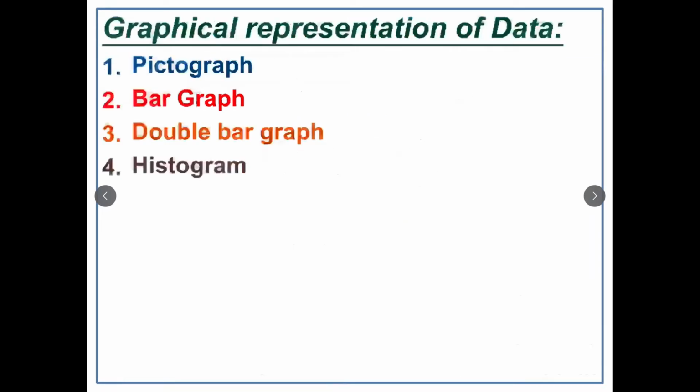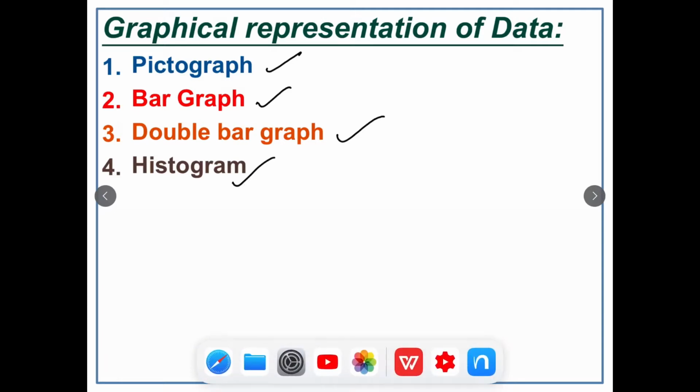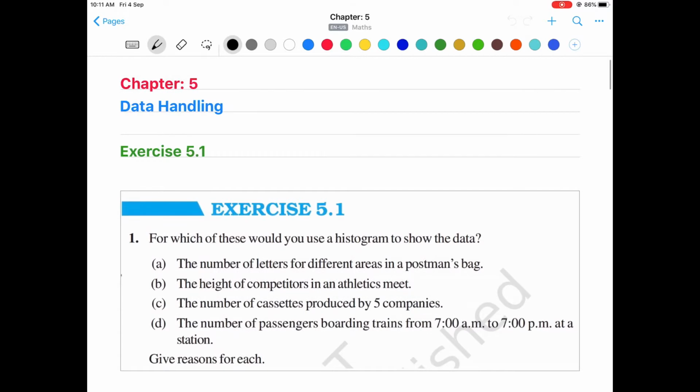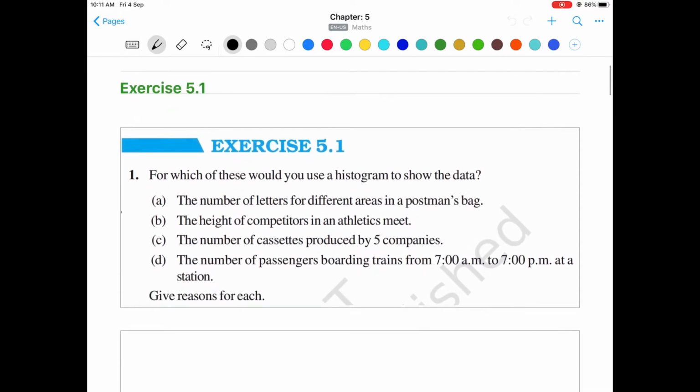In the previous session we discussed the graphical representation of data. We have four methods here, which are pictograph, bar graph, double bar graph and histogram. Based on this we have exercise 5.1, in which we are going to use these four types of graphical representation. So let's start exercise 5.1. This exercise in total has only 5 questions. We'll do all the questions today in this video.